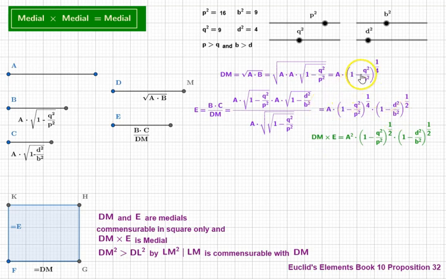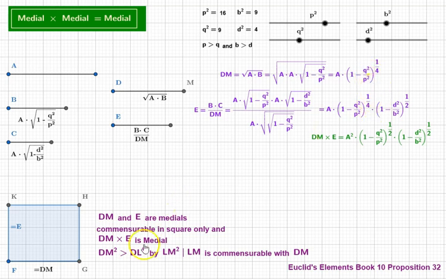Now, here you will notice that you have A times (1 minus q square by p square) to the power of 1 by 4, common. But this is a square root. That means they both are not commensurable. But if we take the squares on both of them, then this square root will disappear, which means they would be commensurable. So that means they are commensurable in square only.